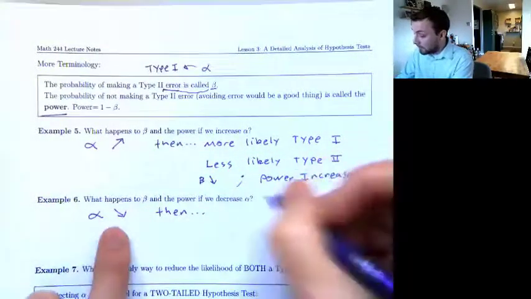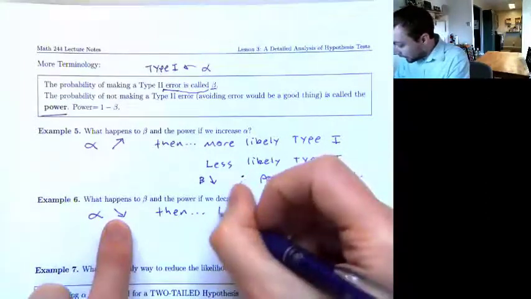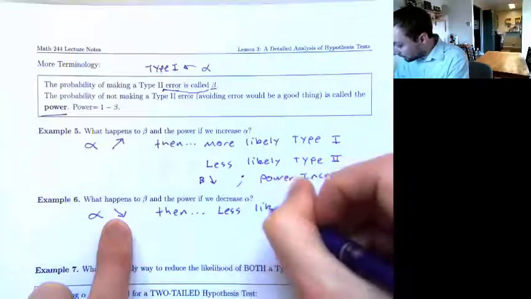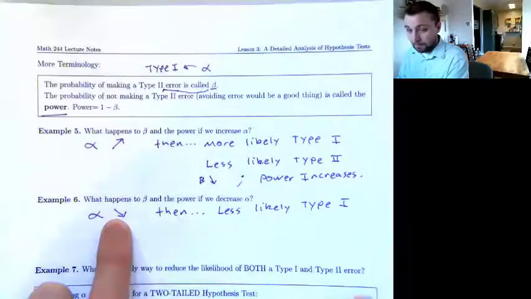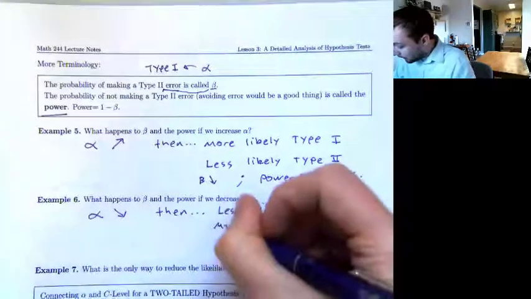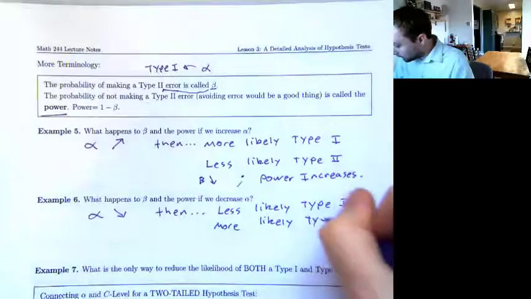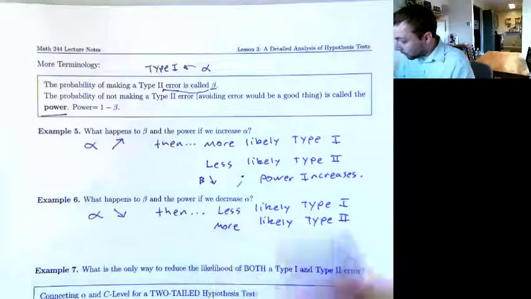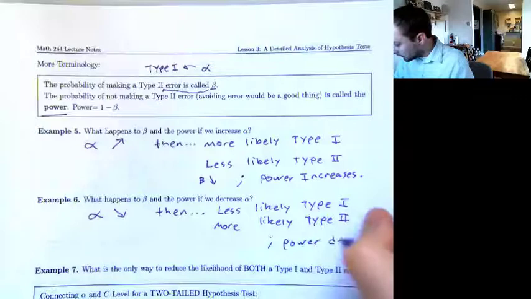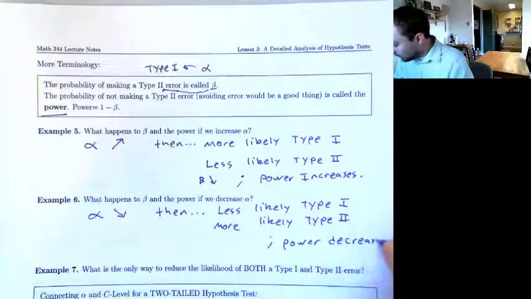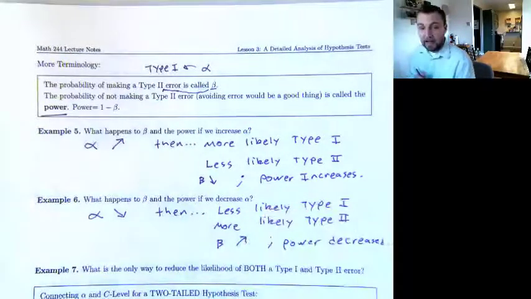If alpha is smaller, and alpha is my threshold for a type 1 error, then I am less likely to make a type 1 error. If I'm less likely to make a type 1 error, then I am more likely to make a type 2 error. If I'm more likely to make a type 2 error, then I have less power. My power has decreased. And the reason why my power would decrease is my probability of that type 2 error has gone up.